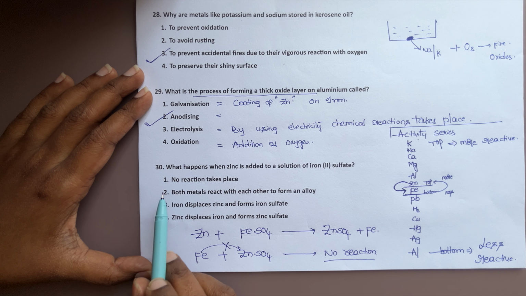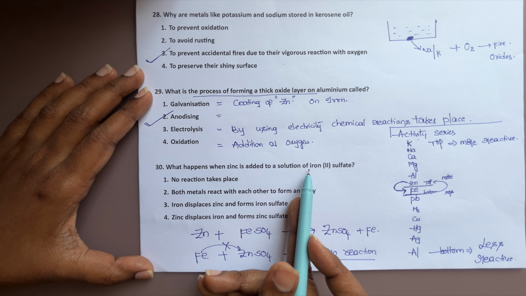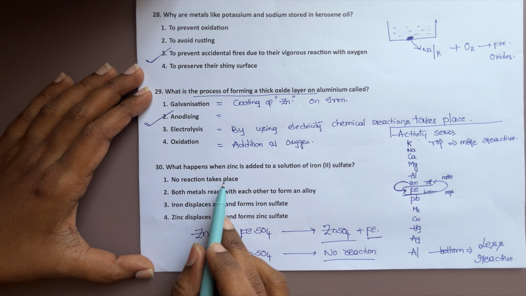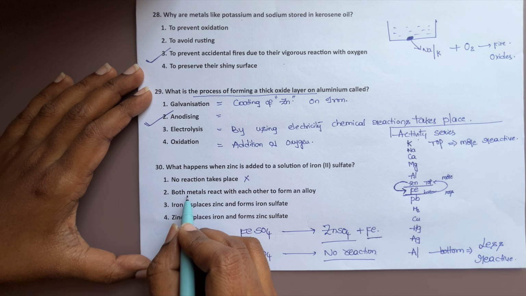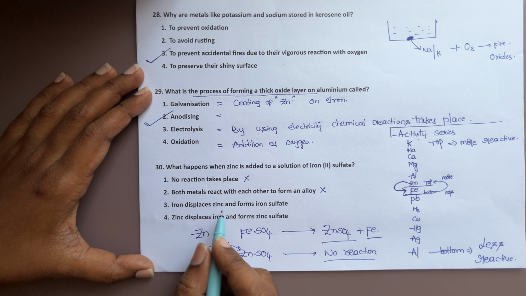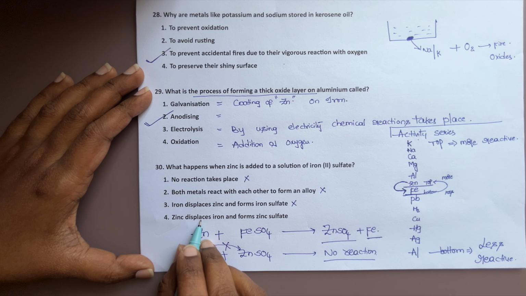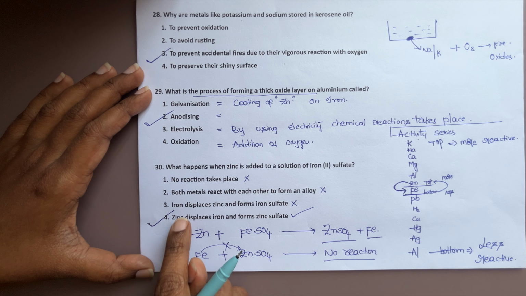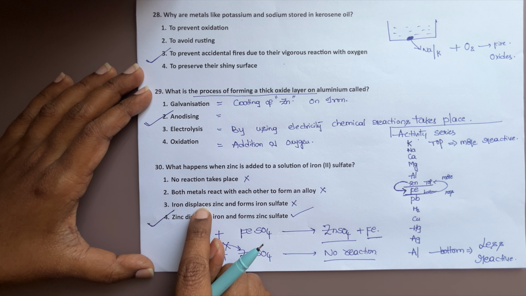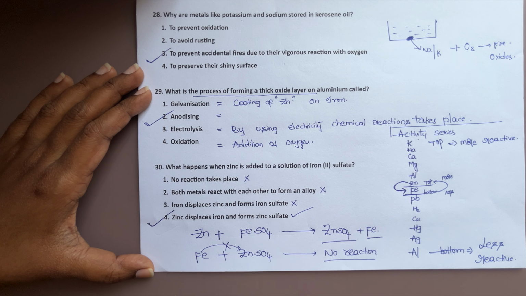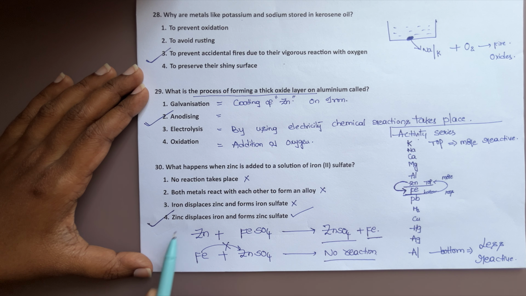Surely. So what happens when zinc is added to a solution of iron sulfate? Zinc sulfate is formed and releases iron. So no reaction, no, this is not the answer. Both metals react with each other to form an alloy, wrong. Iron displaces zinc and forms iron sulfate, wrong. Zinc displaces iron and forms zinc sulfate, which is correct. So answer is the fourth one. Carefully, here also they have given confusion. Iron displaces zinc and forms iron sulfate, wrong. So that's why you have to learn the concept.